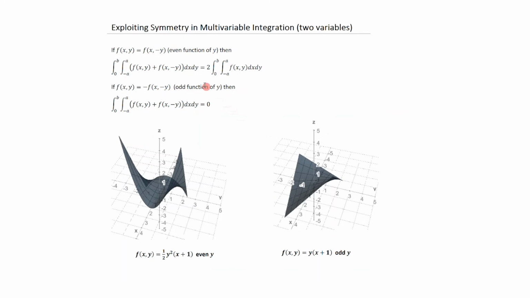All right, so let's look at different cases. If f(x,y) equals f(x,minus y), that means we have an even function of y. Then this basically just becomes twice this, right? Because this just gives two contributions. If it's negative, that's an odd function of y, then of course this will become 0. And again, here are some examples. Here's a case for y being even, and this is a case for y being odd.